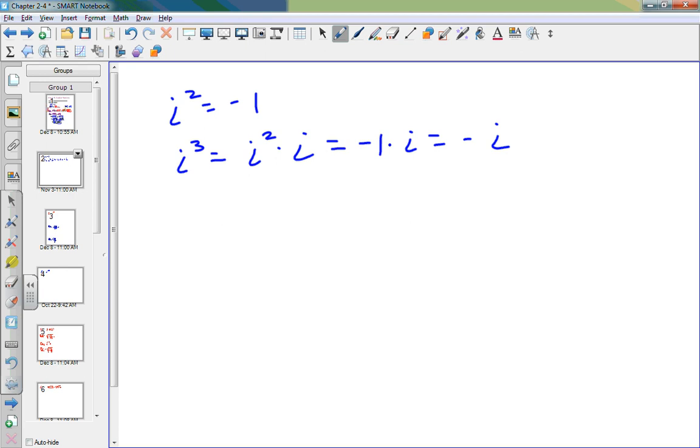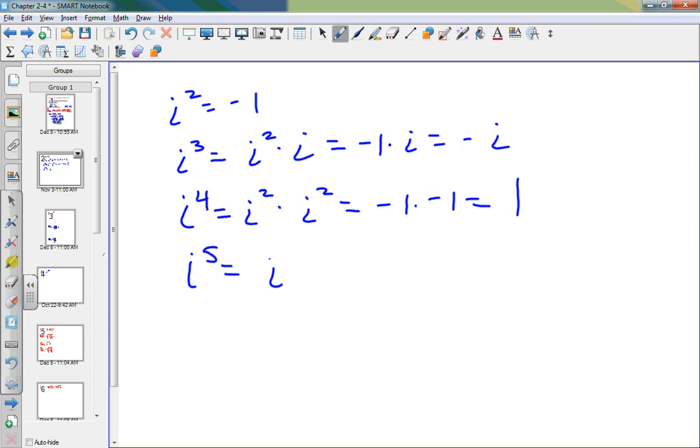But what you said, I said, what was i cubed? You said it's 1. It's not 1, is it? It's not, because it's negative i. Do you understand the difference? Okay. Now, what's i to the 4th? That's i squared times i squared, which is going to be negative 1 times negative 1, which is going to be 1. Do we all see that?